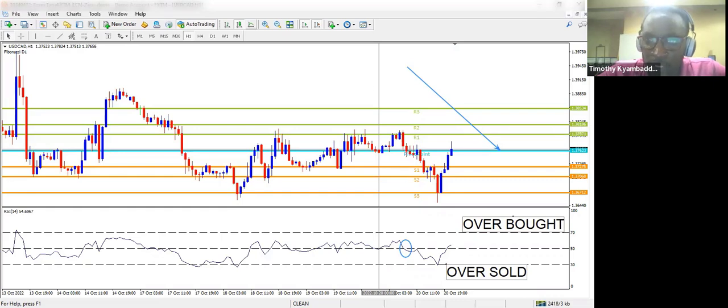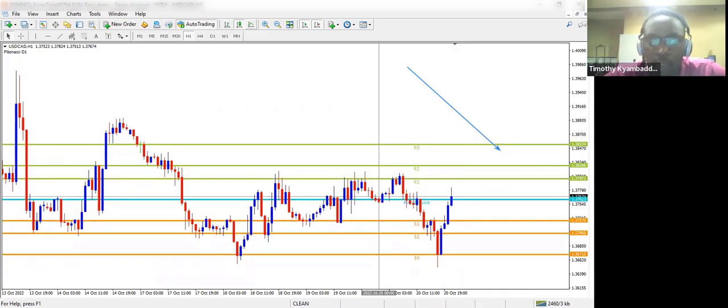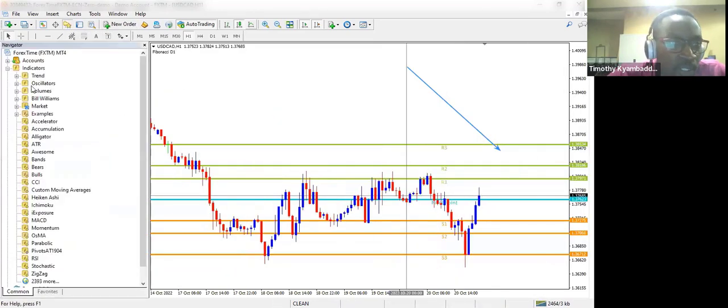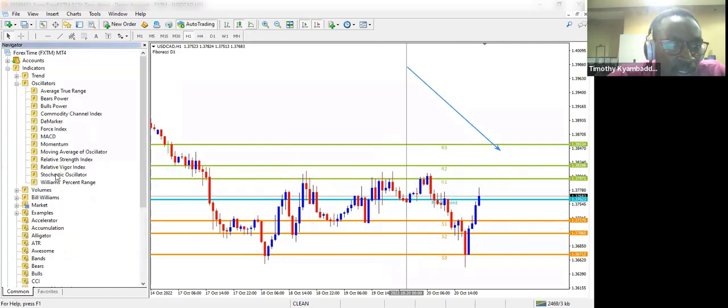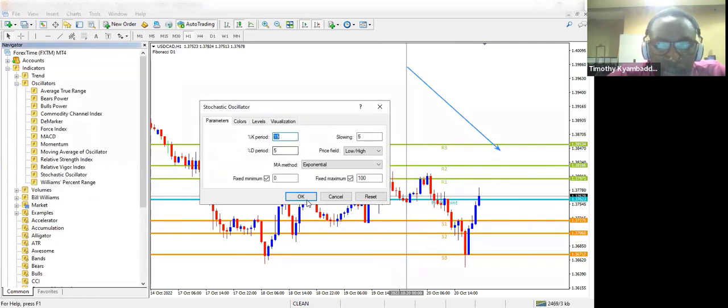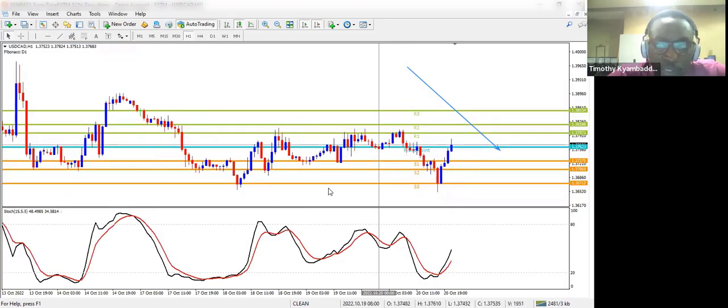But now I would like to quickly also look at the stochastic as another oscillator that we could use in our trading to help us get good trading signals. If we don't have any questions, I'm going to go ahead and load the stochastic oscillator. Again, you come here under indicators and then under oscillators, you select the stochastic oscillator. I think the default values you will have here is 5, 5, 3. That is still okay. Personally, I use 15, 5, 5 and exponential, but pretty much you get almost the same thing.